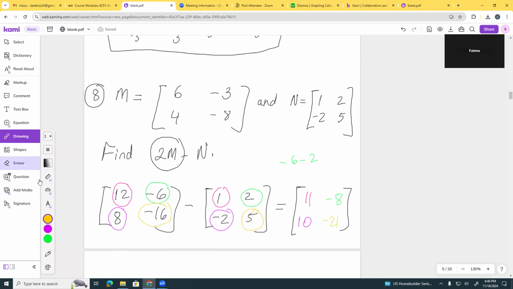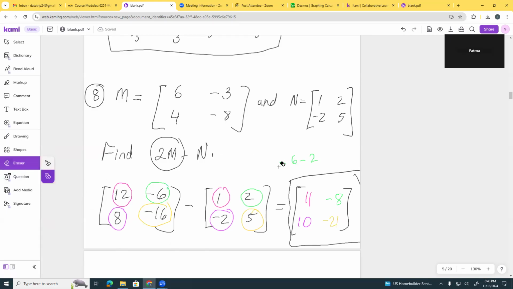Negative 21. And this is the expected answer on the test. They will just ask you to pick this answer from the answer choices when you see a question like this on the test. So this is the expected answer for number 8.